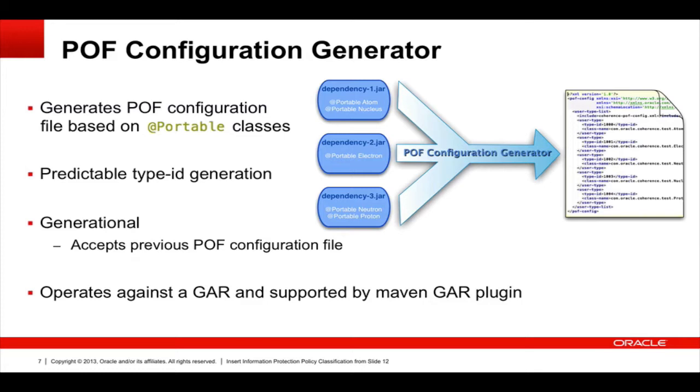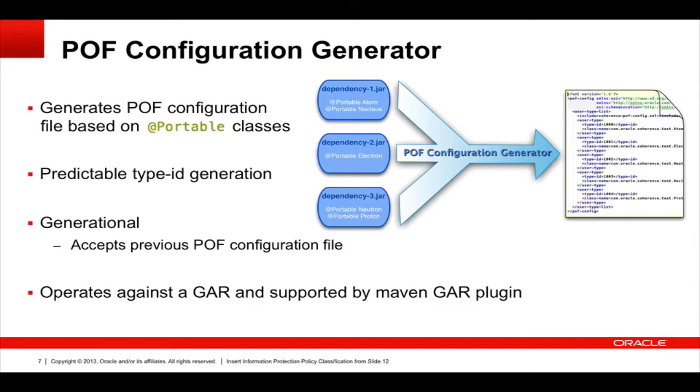Also, we support the idea of a Gar file. The Gar file is a new concept introduced in Coherence 12.1.2, and it stands for Grid Archive. It can be considered very similar to a WAR file. The Gar file itself has a structure which includes a lib directory which can have many jars within that lib directory, and also it can contain many coherence configuration files and must provide a descriptor file, a coherence application XML file.